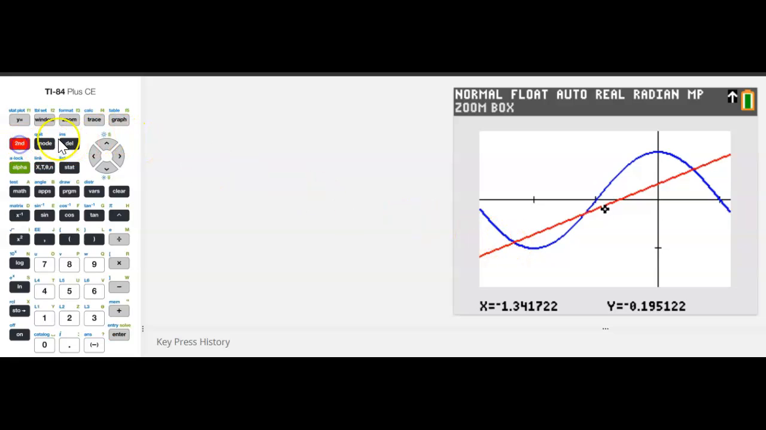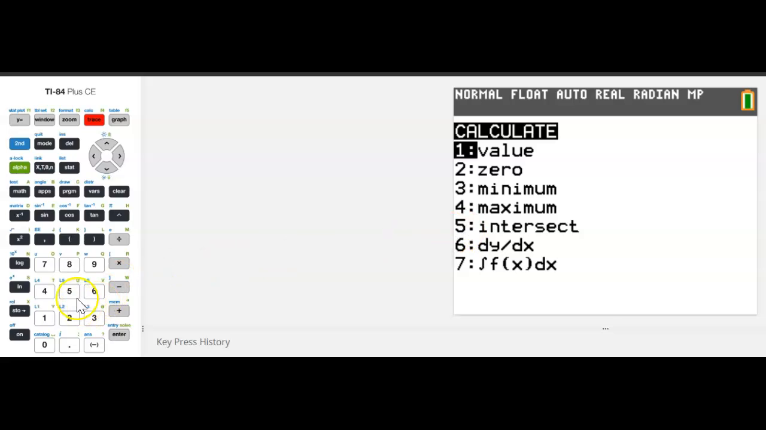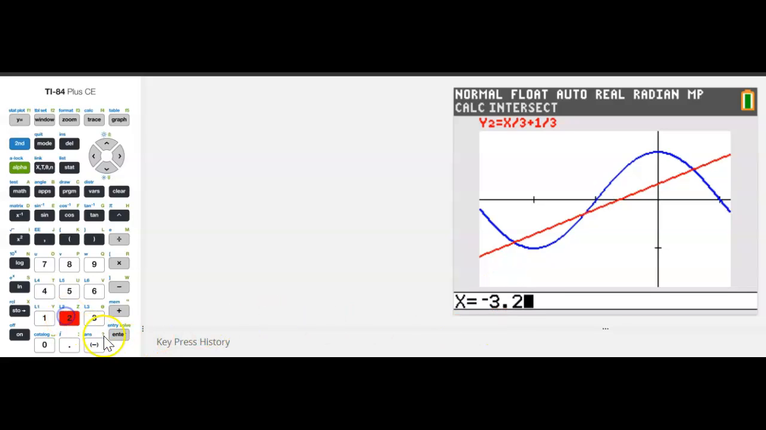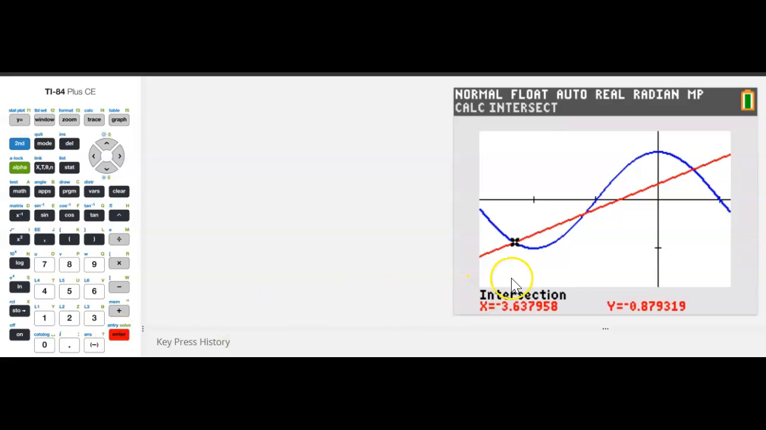Go to Second, Calc. Intersect is choice 5. They want to know a first curve, second curve, and a guess. So we can hit enter on the cosine curve, enter on the linear curve, and then our guess is going to be over here. This is negative pi at this location. Each of these tick marks is a pi over 2 apart. So I'm going to put in a negative 3.2 to get the cursor closer, and that'll get our cursor over here. And there we have it.